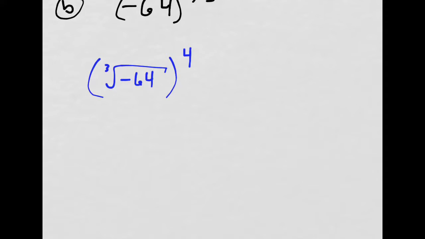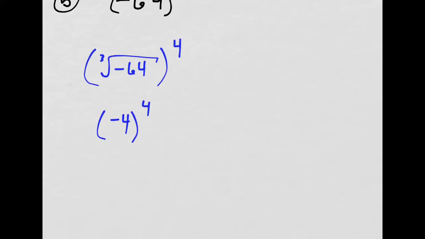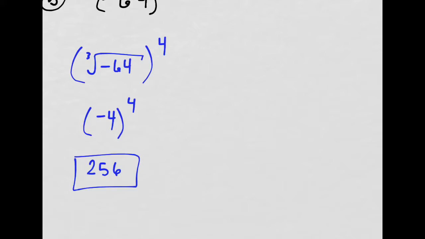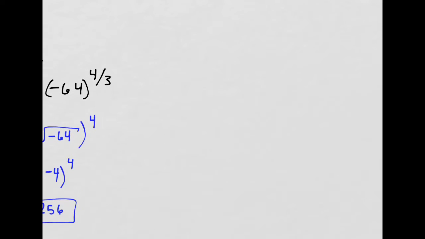So we actually get negative 4 on the inside to the fourth power, and negative 4 to the fourth power. Actually, the negative does go away, and I think that's 256. Yep. So there you go. It's positive 256. Now, I want to point out that it's different than this.